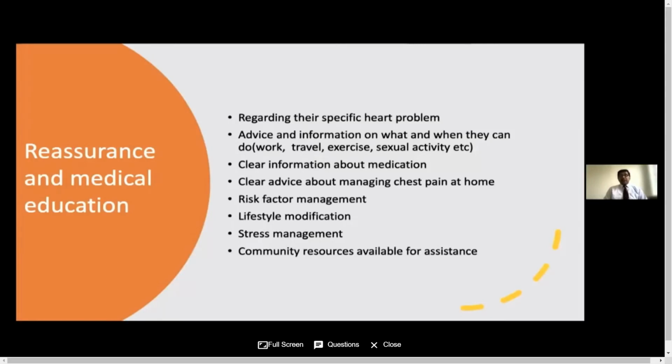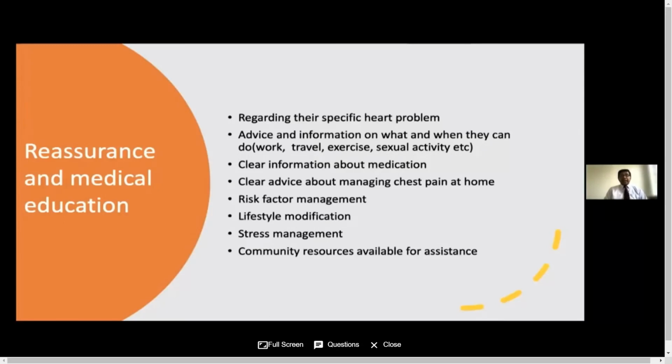And sexual activity, they can resume with their usual partners, usually 10 to 14 days after discharge, if they feel up to it. Next, you have to give clear information about medication. This is a very important part. You have to take their medicine list, show them, and tell them the importance of taking each medication, and emphasize what happens if they don't take their medication.